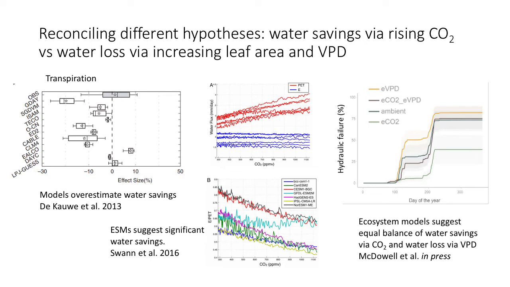The models that were compared to the observations tended to underestimate the transpiration in the control plots, in the CO2 enriched plots relative to the control plots. In other words, they did suggest declines in transpiration as an effect of elevated CO2.